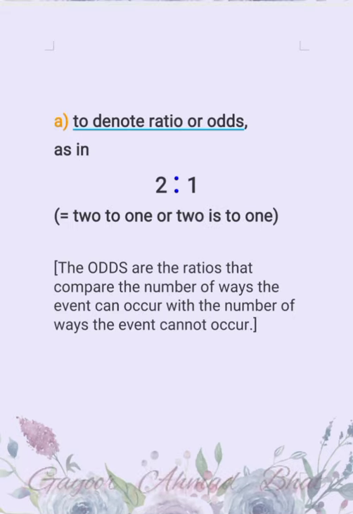A, to denote ratio or odds, as in 2:1, voiced or read as 2 to 1 or 2 is to 1. Friends, the odds are the ratios that compare the number of ways the event can occur with the number of ways the event cannot occur.